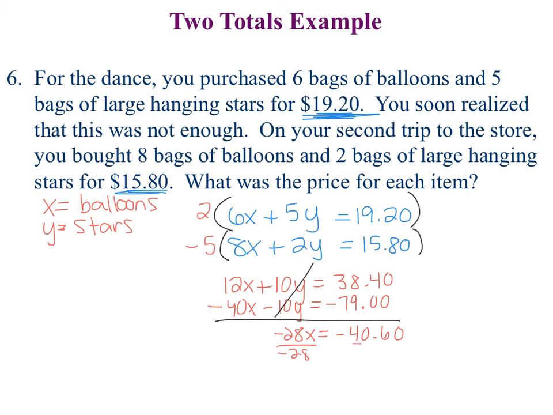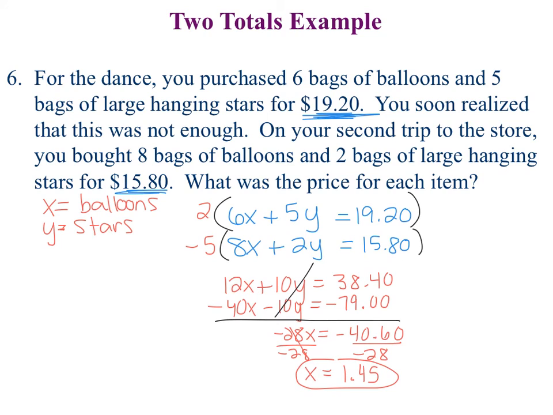So when we get x, we should end up with a positive, which is good because we don't want the value to be negative. And we end up with $1.45 for x, which tells us that it looks like the balloons were $1.45 each. And then next we're going to go ahead and solve for y, which is the value of the stars. And you're going to have to plug x into one of those original equations so that you have that value of y, and we can finish the problem.